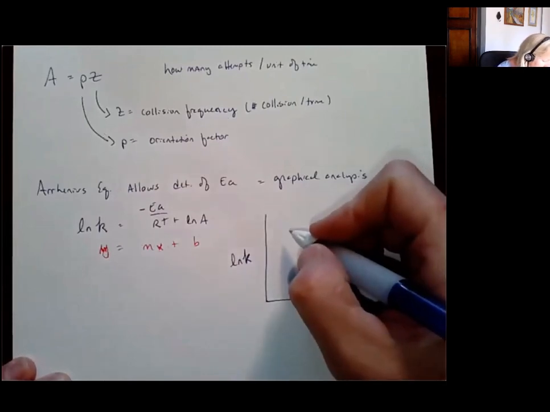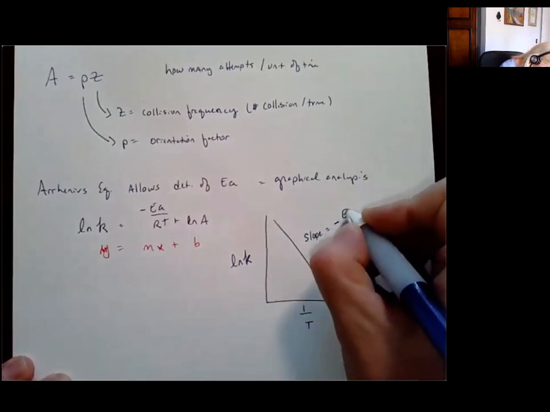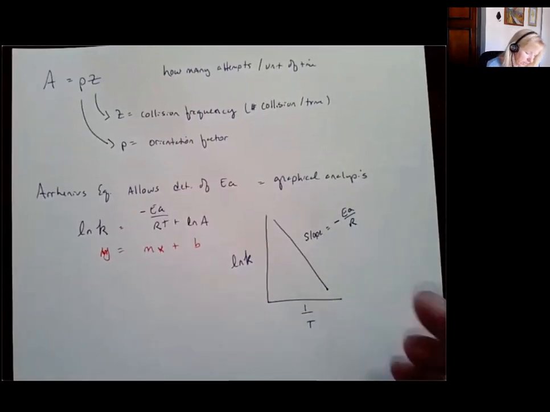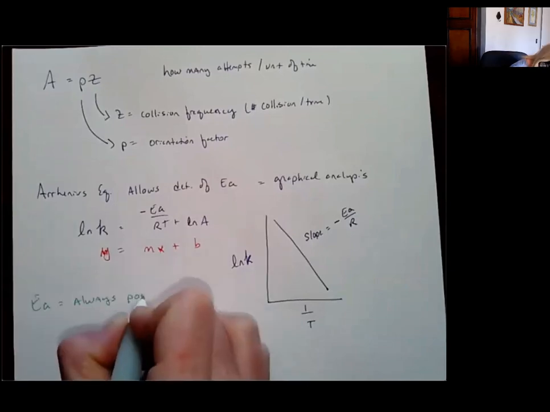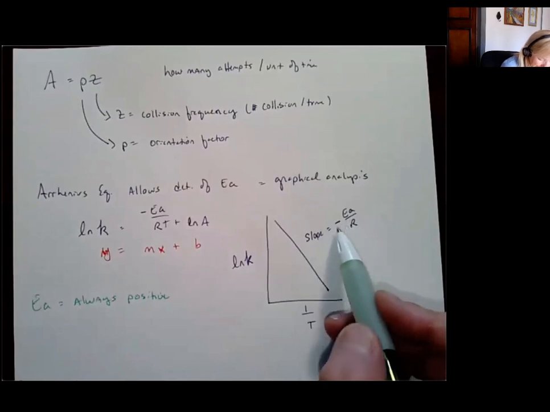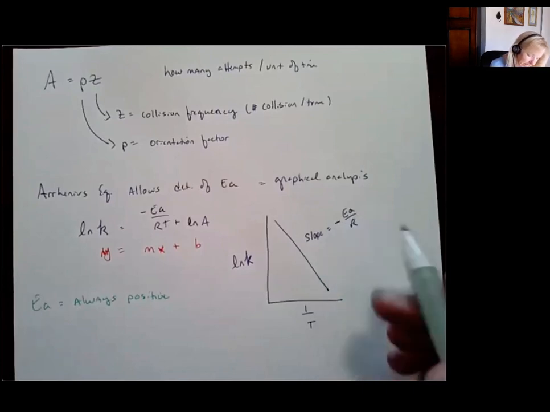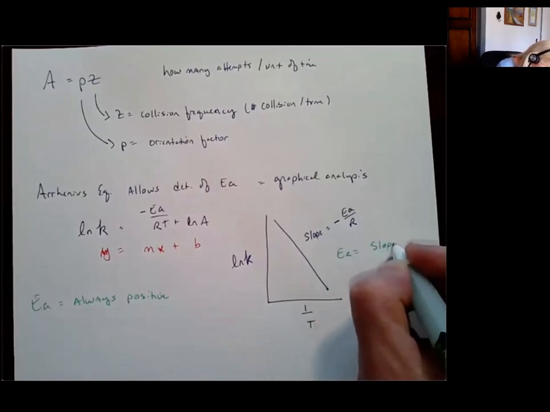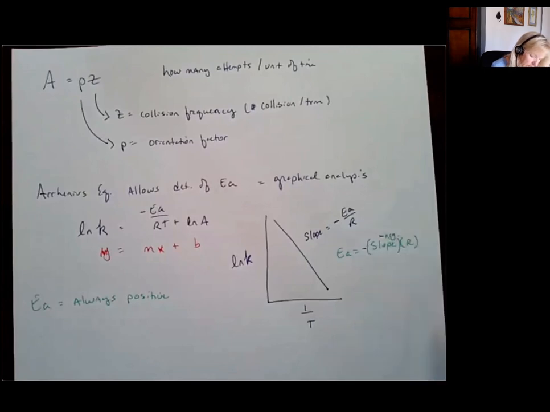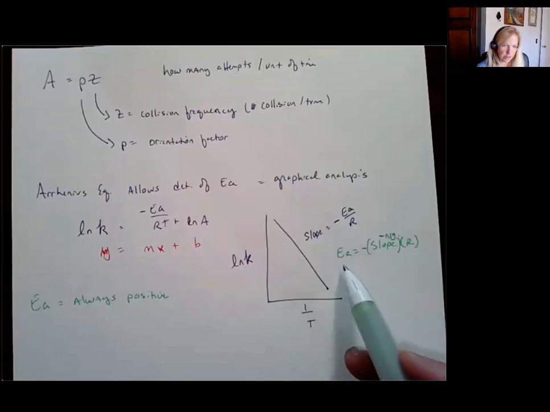And then I have a negative slope. The slope of this is negative the activation energy divided by R, and R is a constant. Activation energy is always going to be positive, so you take the negative of the negative slope, and that gives you EA divided by R. To get EA, you take the slope and multiply it by R. Remember, your slope has a negative value, so a negative of a negative is a positive. You take the slope, multiply it by R, and that gives you your activation energy.